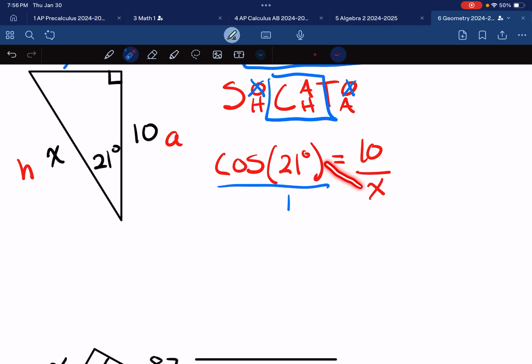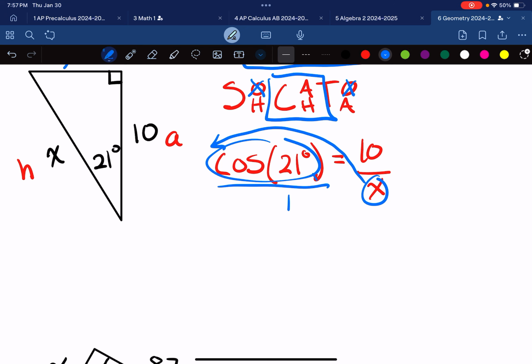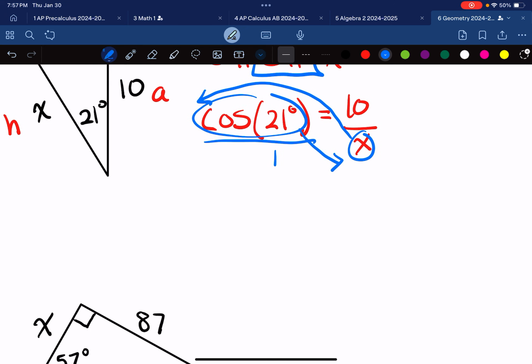This x is going to move up to the top right, and I don't want anything else with the x, which means this cosine of 21 needs to live in the bottom right. So I'm going to switch both of those. I'm going to say this x is going to live up here, and this cosine of 21 is going to live down here. So my final fraction is going to look like this. X over 1, or just x, is going to be equal to 10 divided by cosine of 21 degrees. And let's go ahead and approximate that.